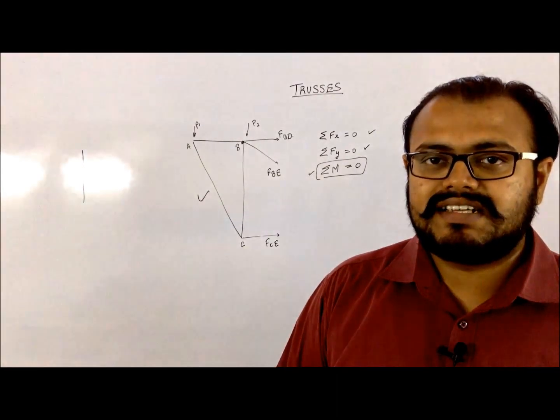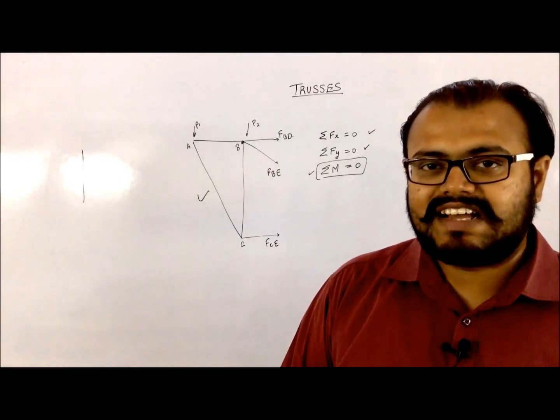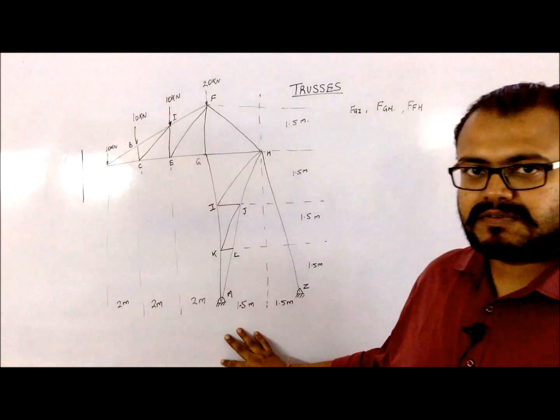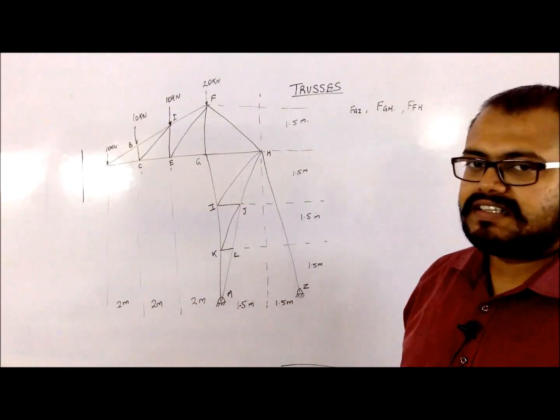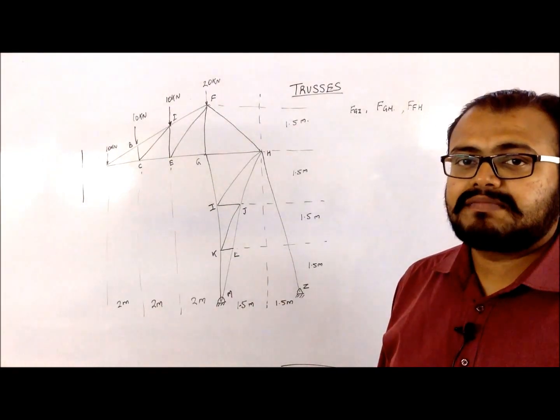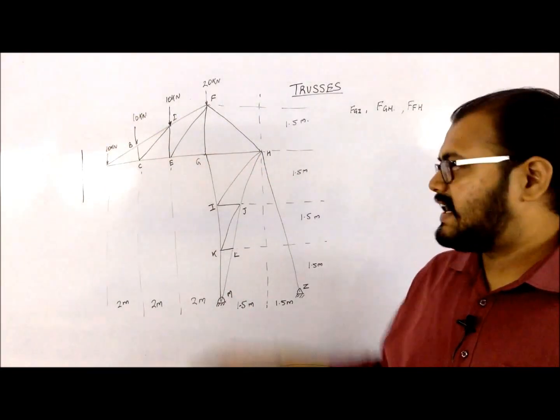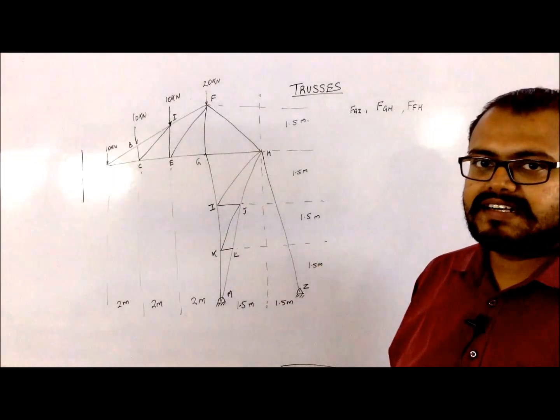So this is the method of sections. Let us analyze one of the problems using some values. In this problem they have considered this particular truss. You can see that this truss is like our stadium truss, wherein this part becomes the cantilever part and these are the supports provided to it.